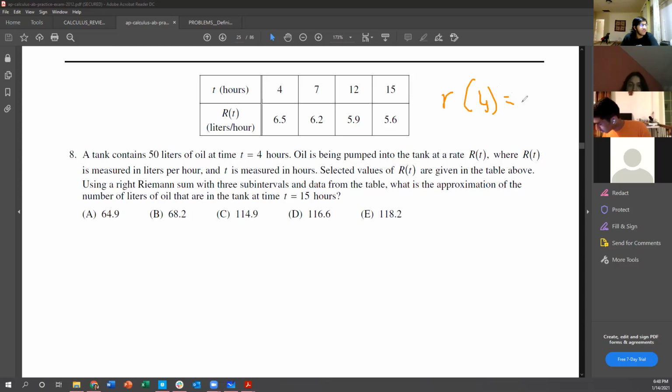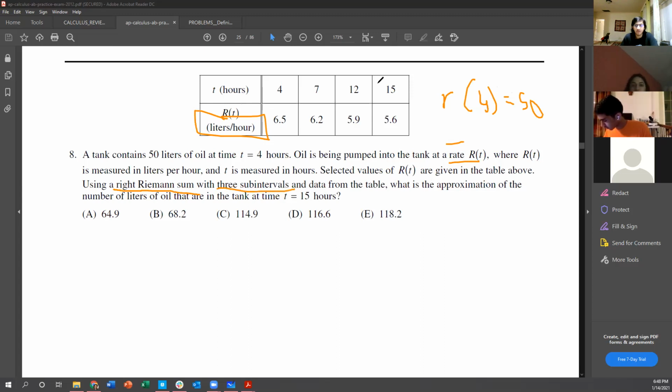Oil is being pumped into the tank at this rate. So R, and remember, this is a rate. I like to emphasize that word rate because otherwise I forget. Okay, selected values are given, using a right Riemann sum with 3 subintervals in a different table. We need to figure out T of 15.